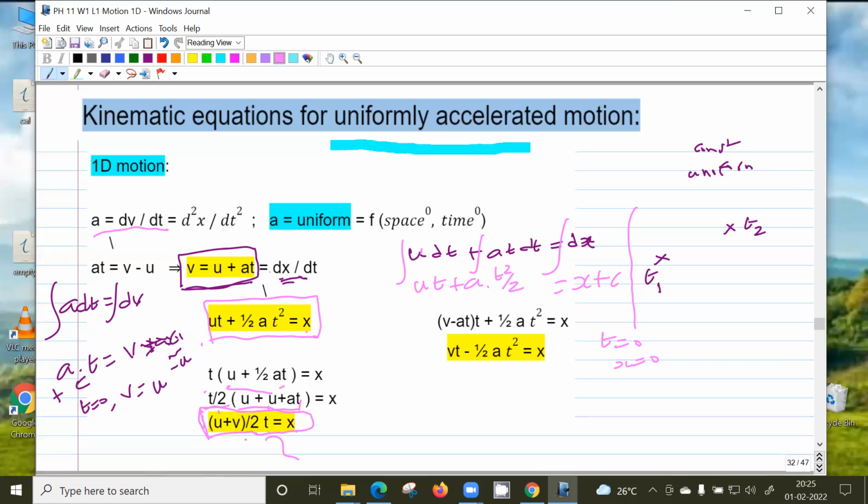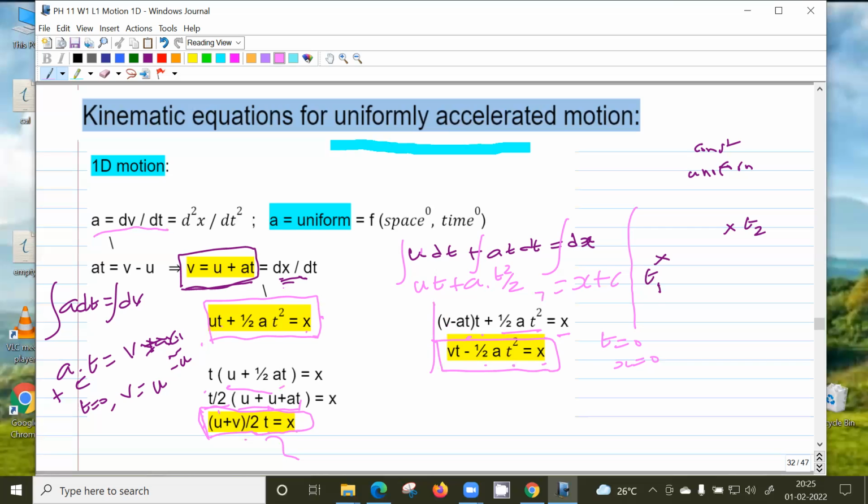Right? So x equal to ut plus half a t squared, that is one way of getting x. Another way of getting x is average velocity, (u plus v) by 2, into t. And this is one more thing. U you can write as v minus at, into t plus half at square equal to x. That is this equation. So simplifying, we get vt minus half at square equal to x. So this also you can remember.